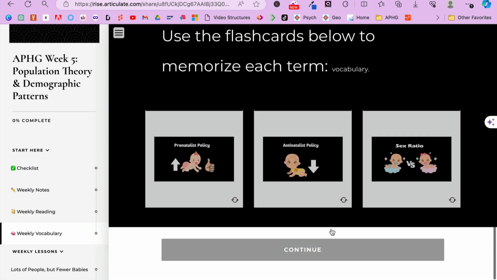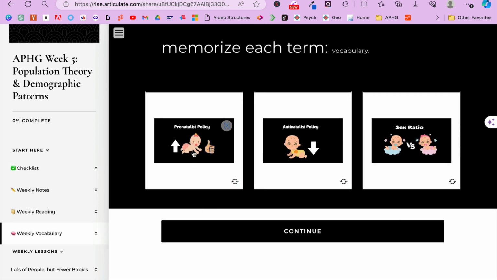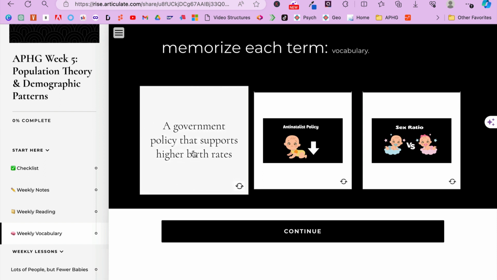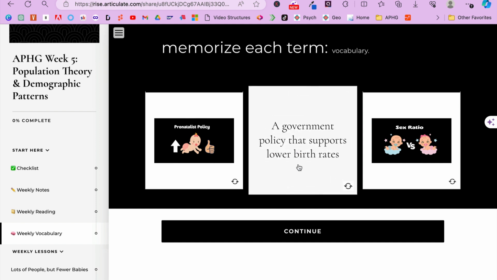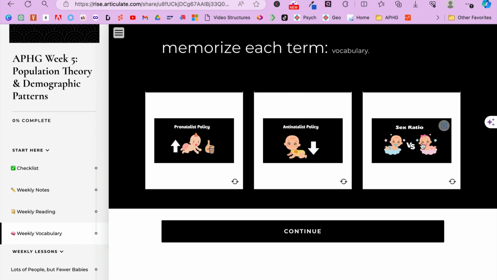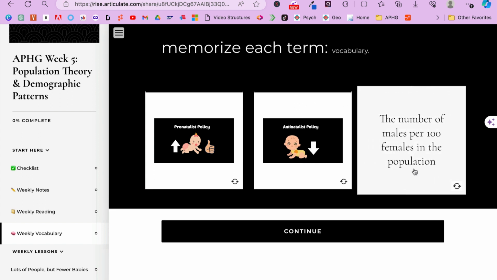Looking at our vocabulary terms here. Pronatalist policy, a government policy that supports higher birth rates. Antinatalist policy, a government policy that supports lower birth rates. Sex ratio, the number of males per 100 females in the population.